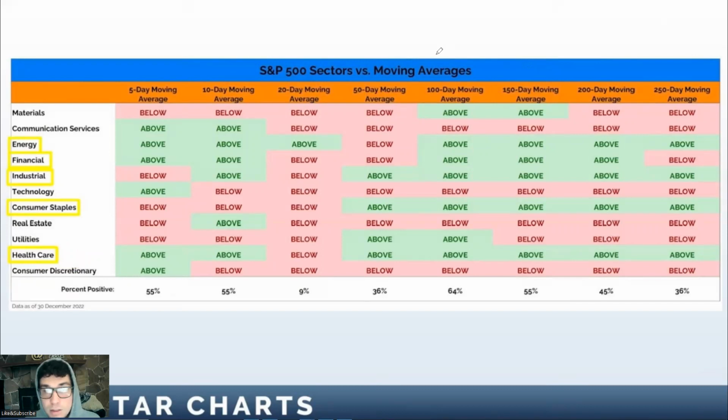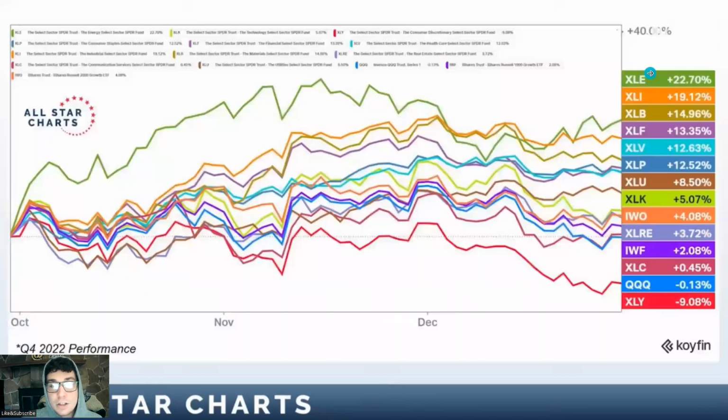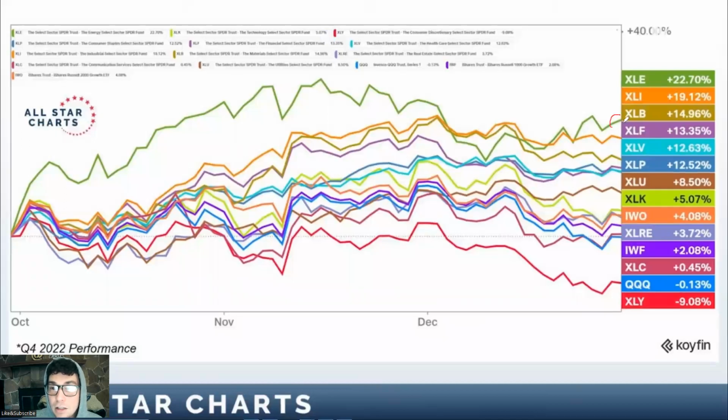So you can start to look at some of these, and you can go into the actual sectors themselves, or you can do some research on some of the individual companies and stocks in these sectors. The next slide is just going to visualize this for you. Over here, we have all of our sectors on the charts. We have XLE up the most, up 22%. We have XLI, XLB, XLF, XLV, XLP, XLU, and XLK, which are really all leading the market right now.